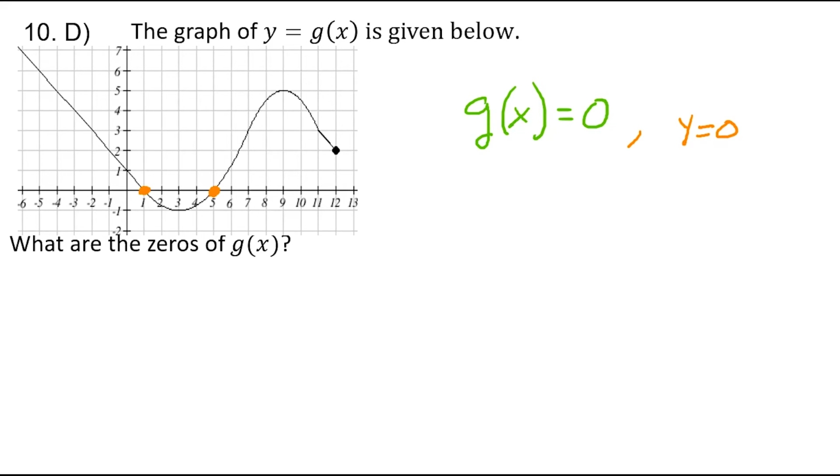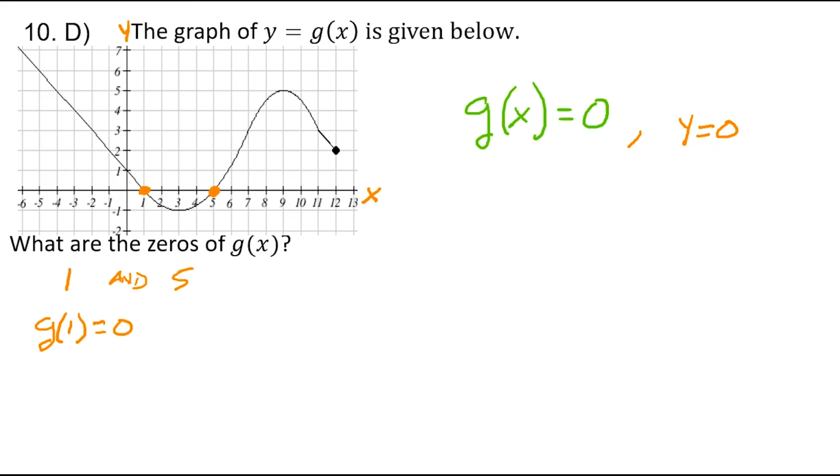So in this case, you can see here clearly the y value is equal to 0 here. Anything along the x-axis, the y value will be equal to 0. Here's y, here's x. So what value of x gives me a y value equal to 0? The first one is 1, and then the second point is 5. So in other words, if I take g of 1, that's going to give me 0.